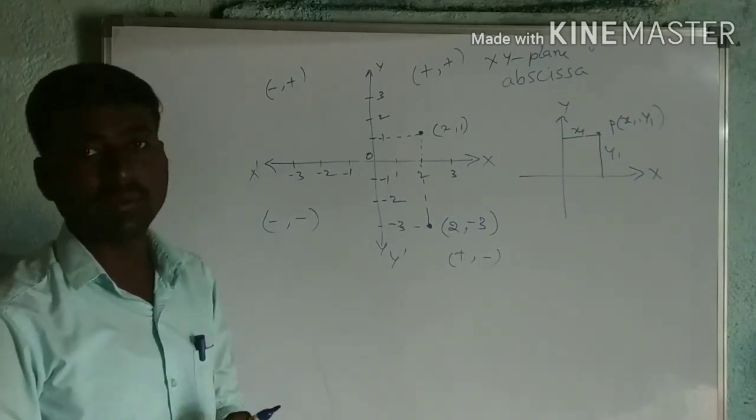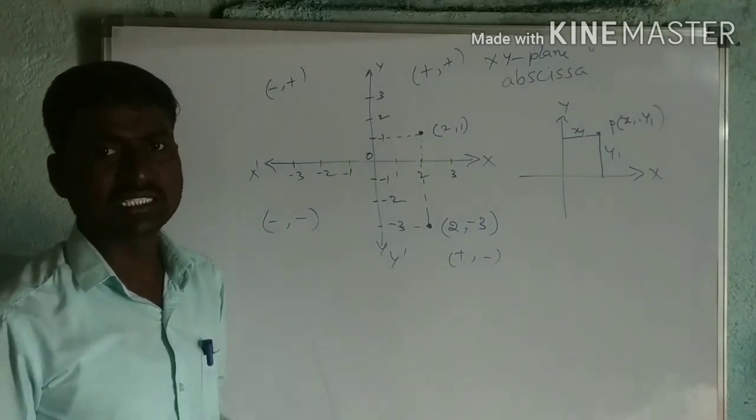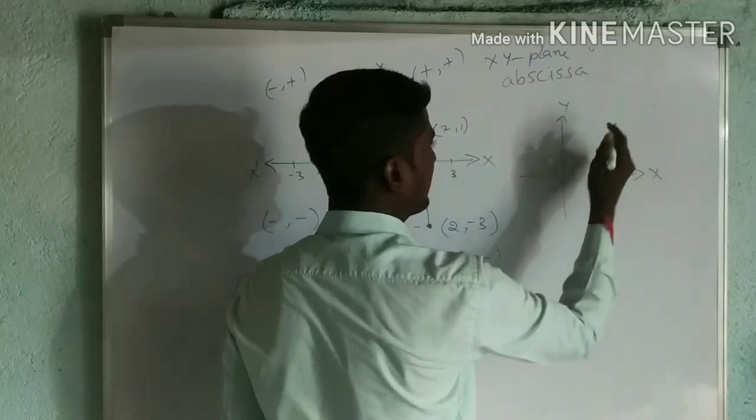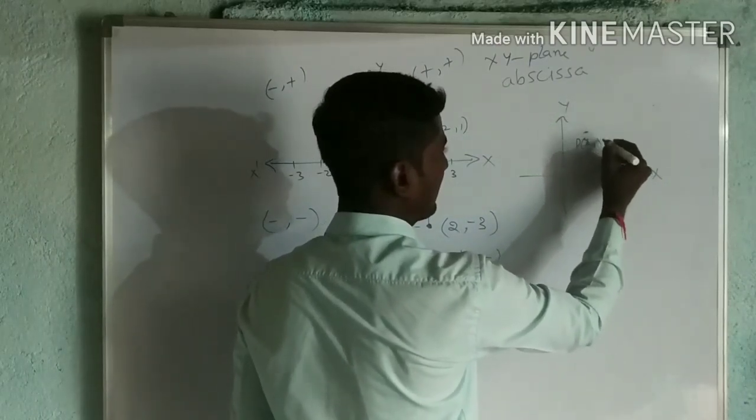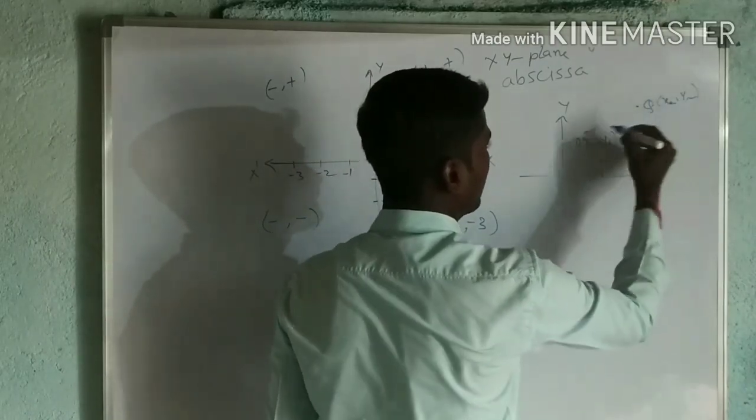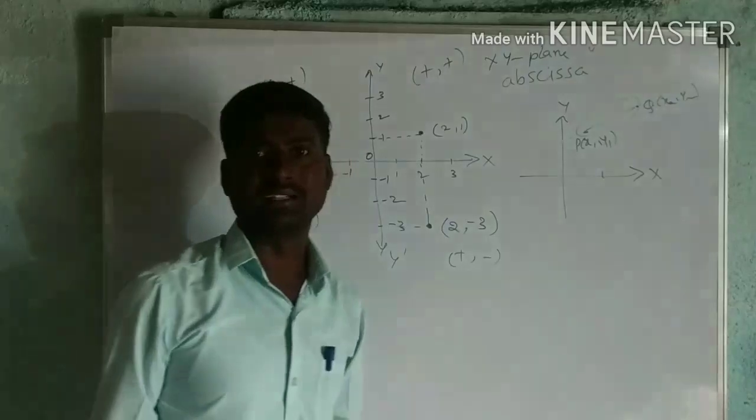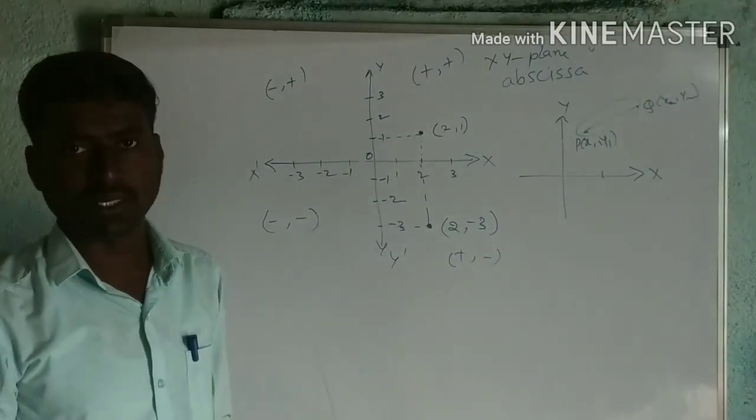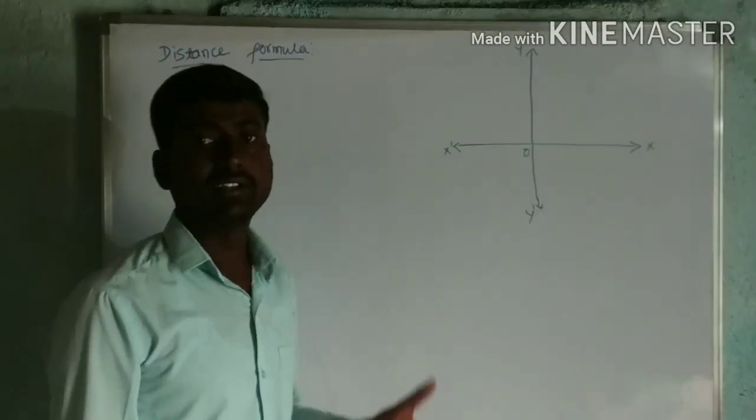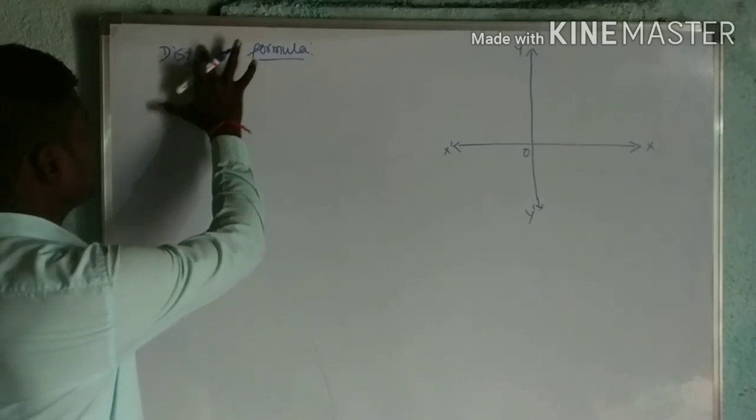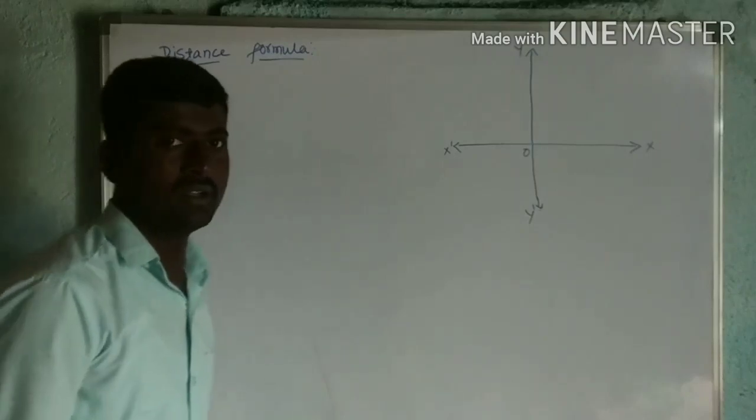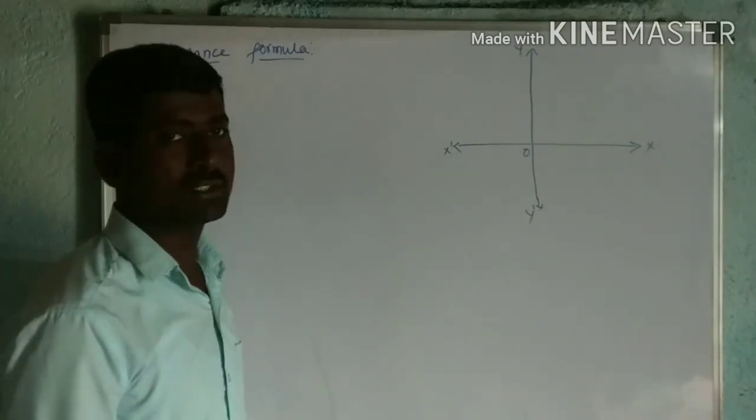Now we have to derive the distance formula. If there are 2 points, I take one point as P(x1, y1) and another point as Q(x2, y2). What is the distance between these 2 points? How can we find the distance between those 2 points? Now let us derive the distance formula.